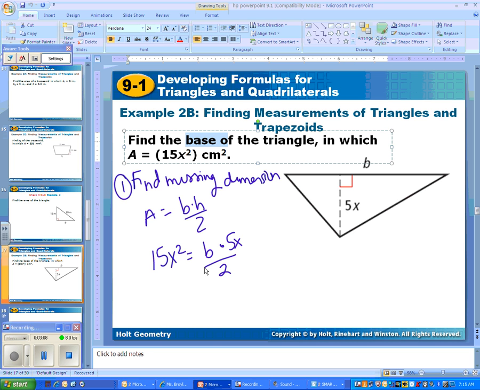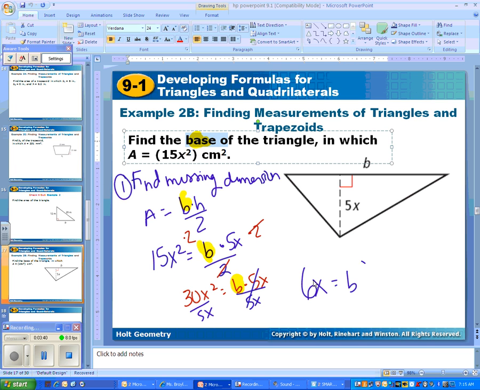There's lots of ways you could solve this equation. What I like to do is, instead of dividing by 2, I multiply both sides by 2, and that gets rid of the fraction. So now we have 30x squared equals b times 5x. And again, we're solving for our base. That's what we're looking for. To get b by itself, the opposite of multiplying by 5x is dividing by 5x. So 30 divided by 5 is 6, and x squared divided by x is x.